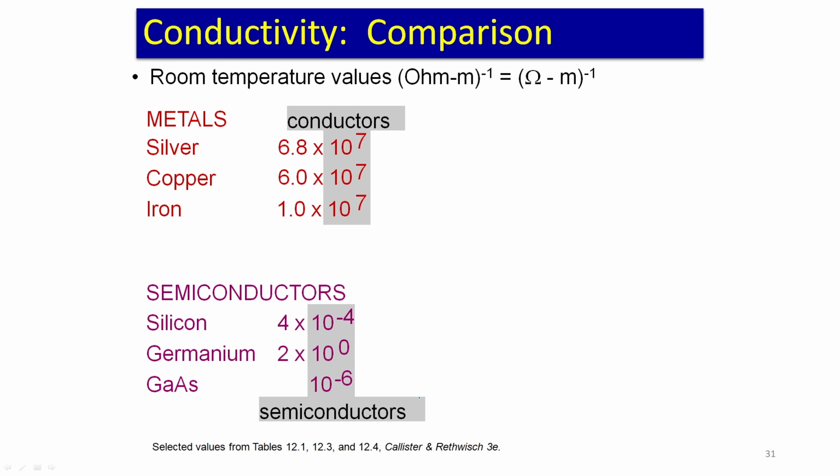If you consider semiconductors, I told you silicon, and germanium also is a semiconductor because they come in the same column of the periodic table. Silicon has a conductivity of 4 × 10⁻⁴. You can see almost 11 orders of magnitude less. Germanium is better, at around 2. Gallium arsenide, which is a compound semiconductor, has even much lower, 10 to the -6 ohm meter inverse. So, that is what it is. These values are taken from Callister's book, if you can refer to that.